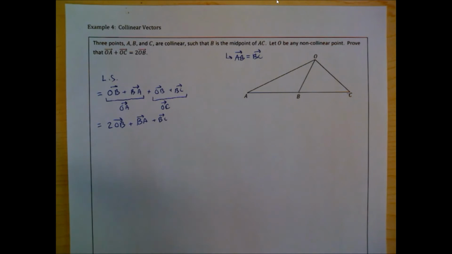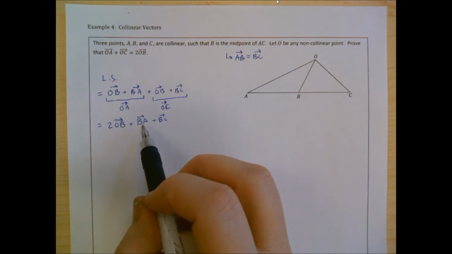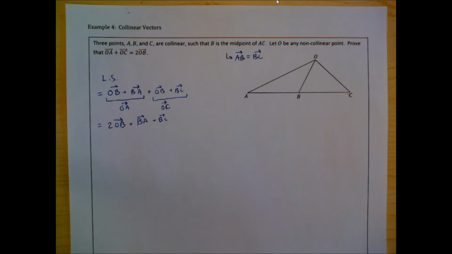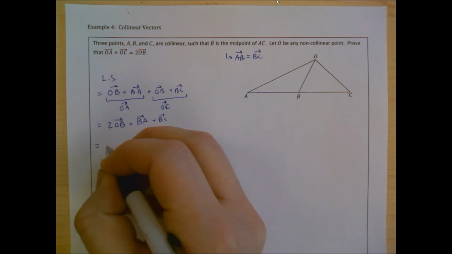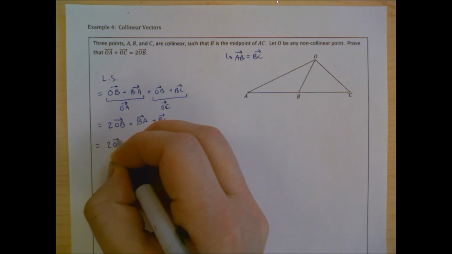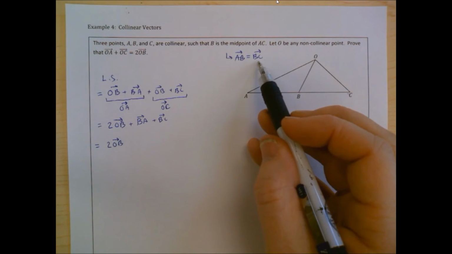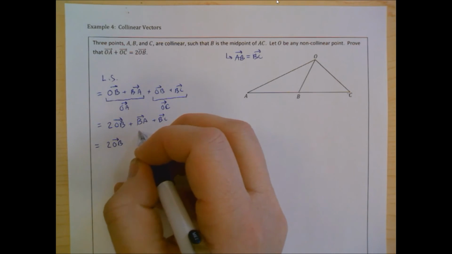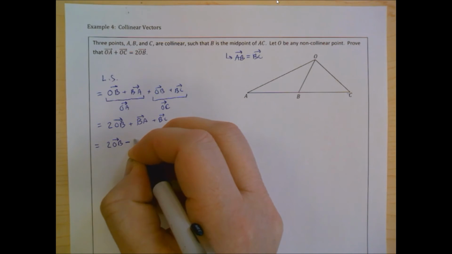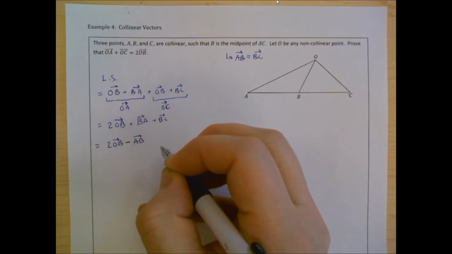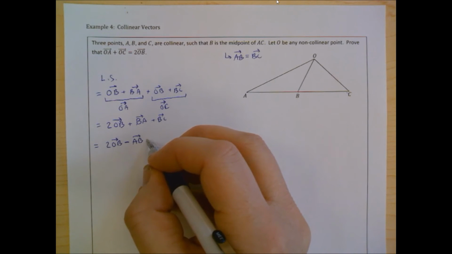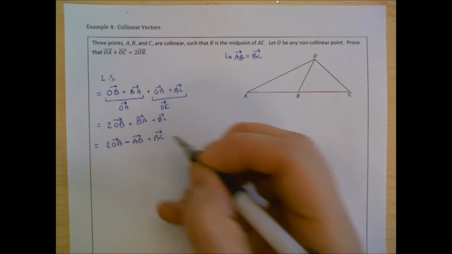And so what I want to do, I'm thinking in the back of my head, I want to make this the zero vector. So what am I going to do here? I'm going to use the fact that I wrote up here, AB is equal to BC. So I'm going to change this to, instead of plus BA, I'm going to make it minus AB. So make it the opposite vector and switch the sign in front, plus BC.